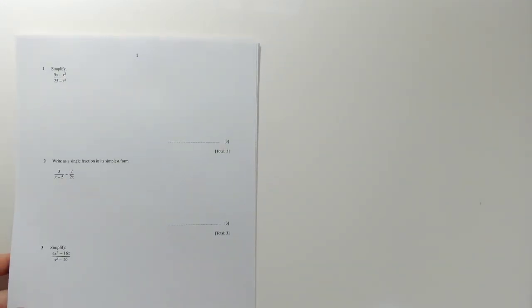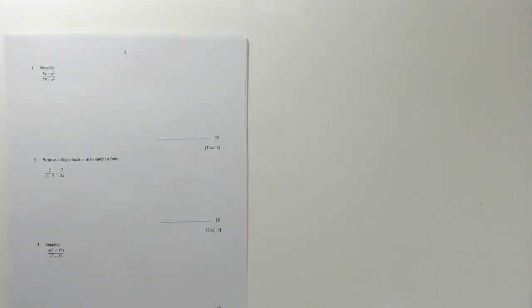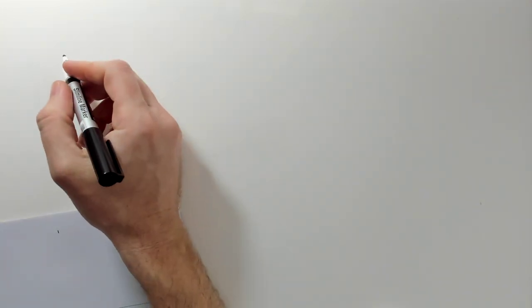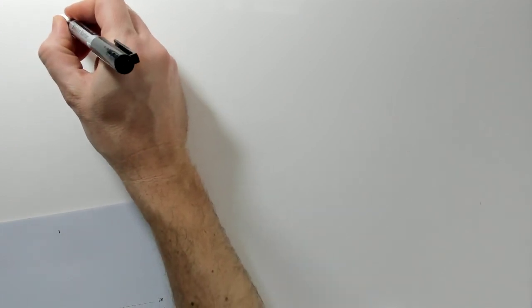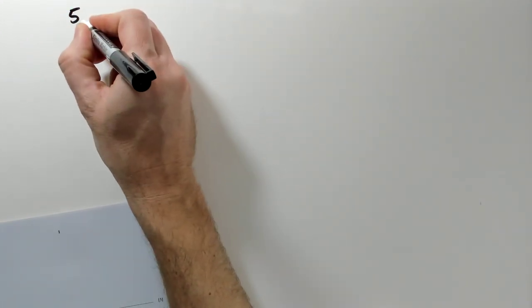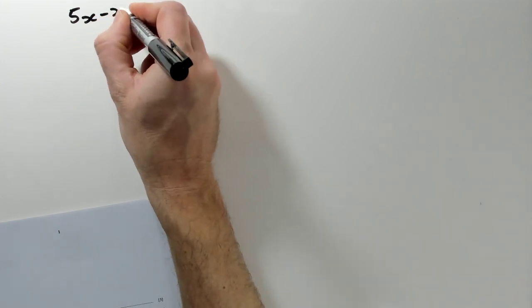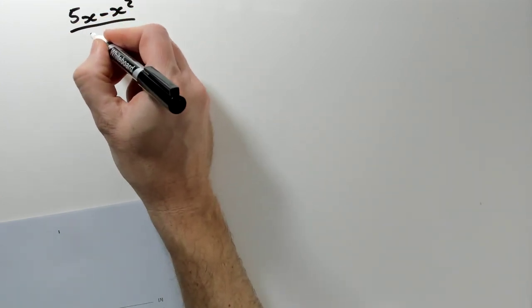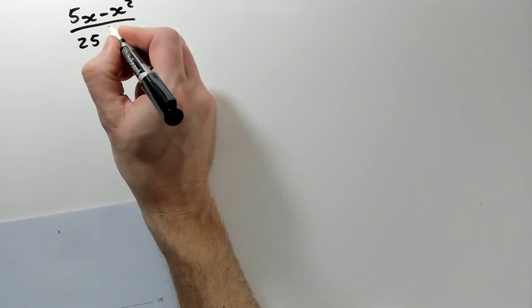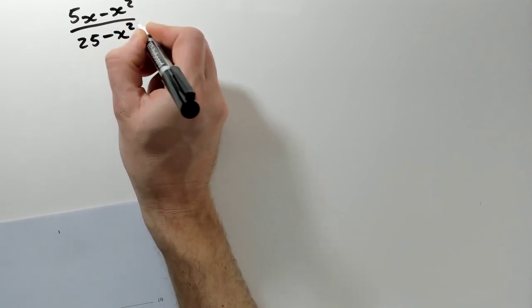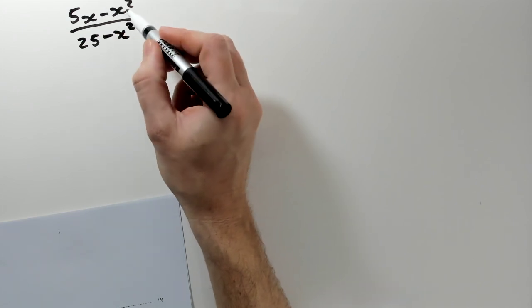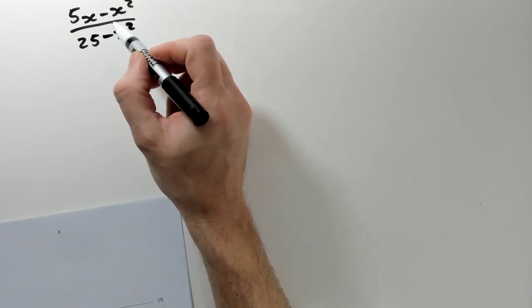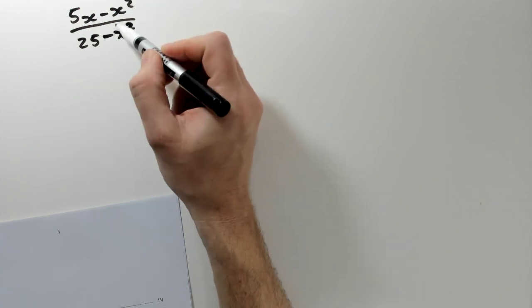Okay, so in this video we're going to look at some algebraic, let's say fractions. I printed a list here, but obviously that's a bit little, so I'll just rewrite them. So the first one up here is 5x minus x squared all over 25 minus x squared.